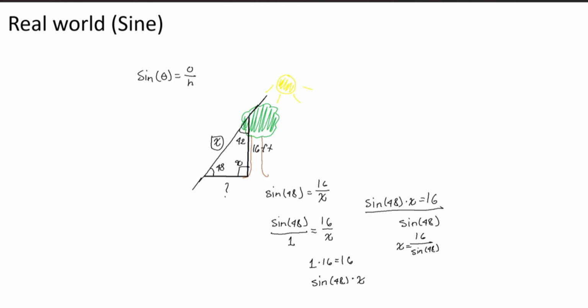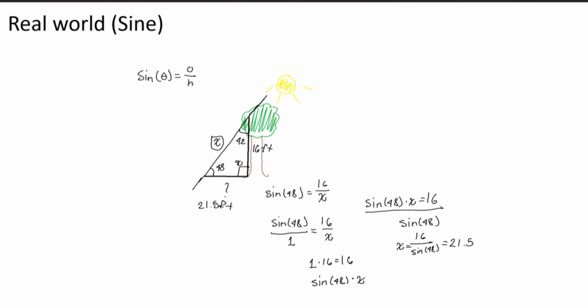And if we did the math, 16 divided by sine of 48, we get a wacky decimal, around 21.5. We're just going to say it's 21.5. So we now know that this length of the shadow is 21.5 feet.